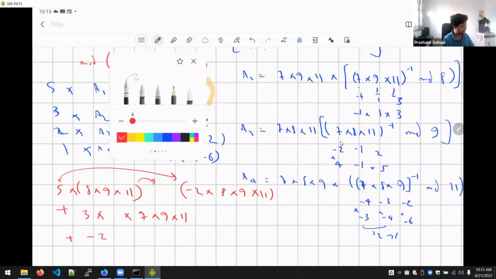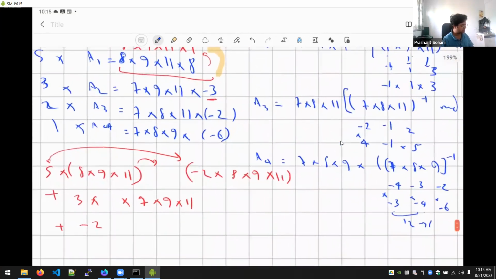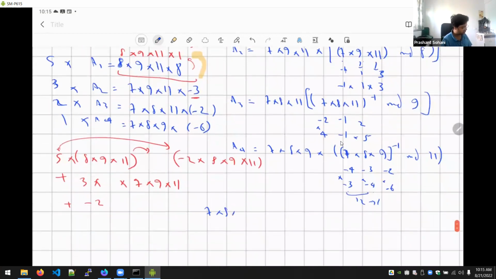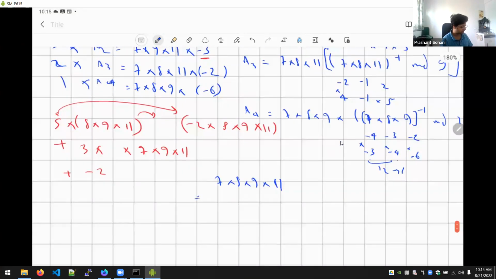But at some point, trying to find such tricks is slower than just multiplying everything and finding the answer. So at some point, you have to just commit to the calculation and get it done. Actually, one way to do all of this very quickly is to first find 7 into 8 into 9 into 11, and we'll divide everything by that because we can take this out as common. Then we'll be just left with fractions. Okay, so let's do that.